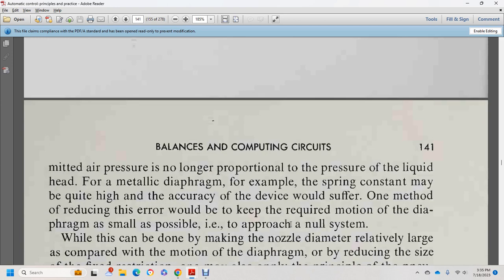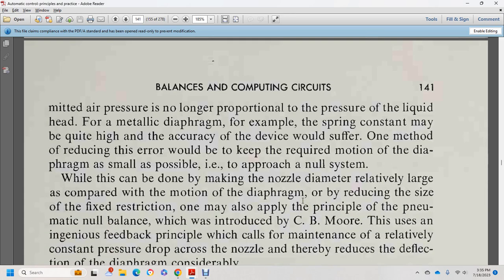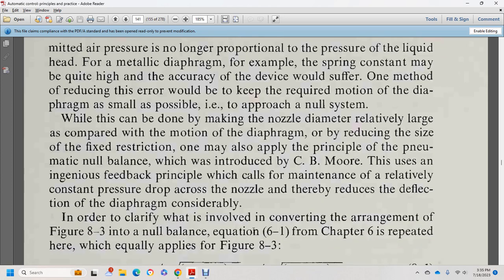One of the methods for producing air would be to keep the required motion of the diaphragm small, approaching the null system, which can be done by making the nozzle diameter relatively large as compared with the motion of the diaphragm on the producing side with the fixed restriction. One may also apply the principle of the pneumatic null balance introduced by C.B. Moore, which uses an ingenious feedback principle calling for the maintenance of a relatively constant pressure drop across the nozzle, thereby reducing the deflection of the diaphragm considerably.